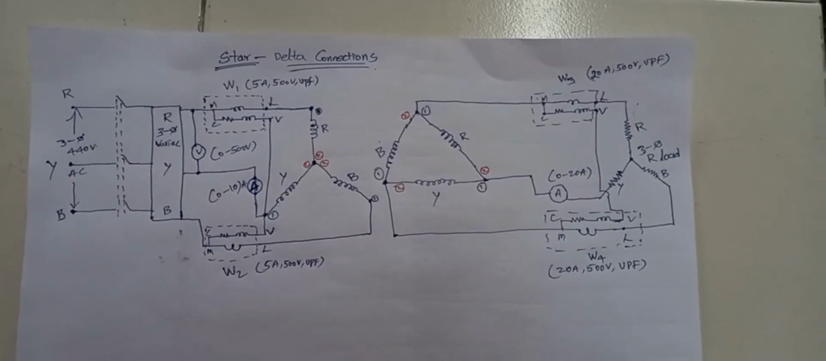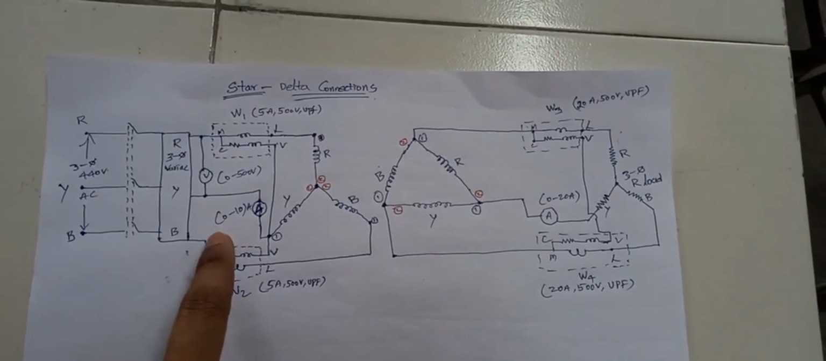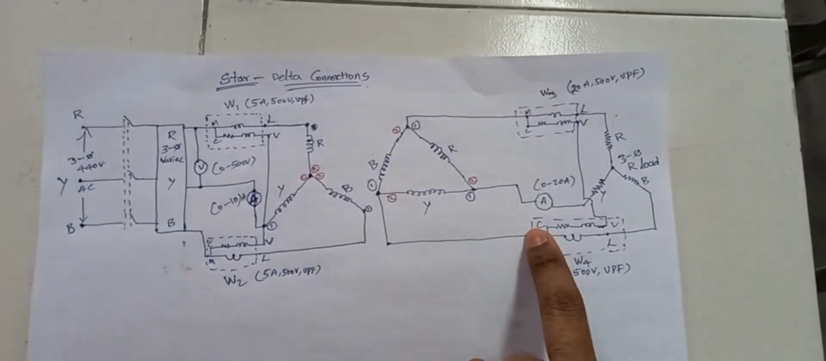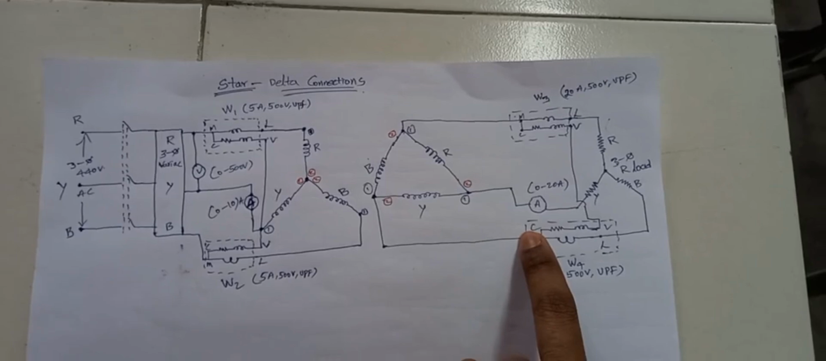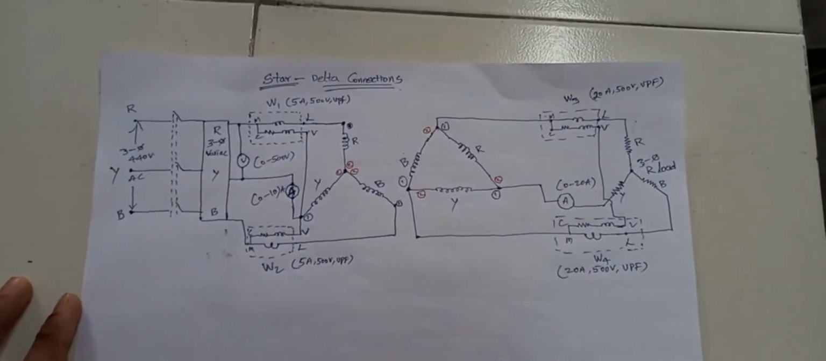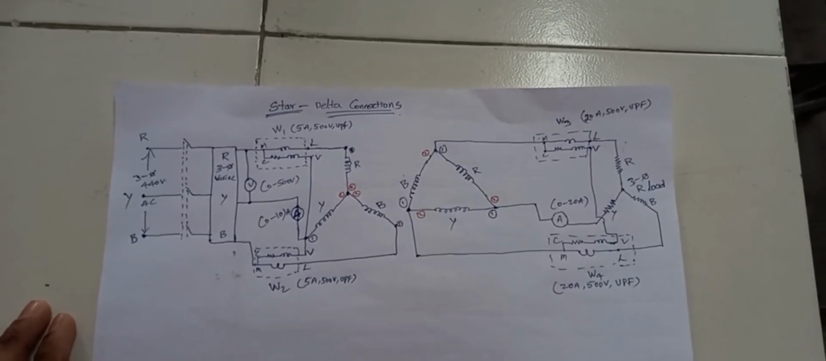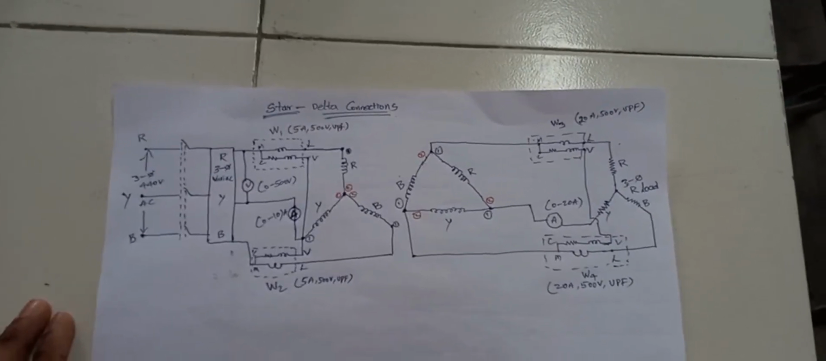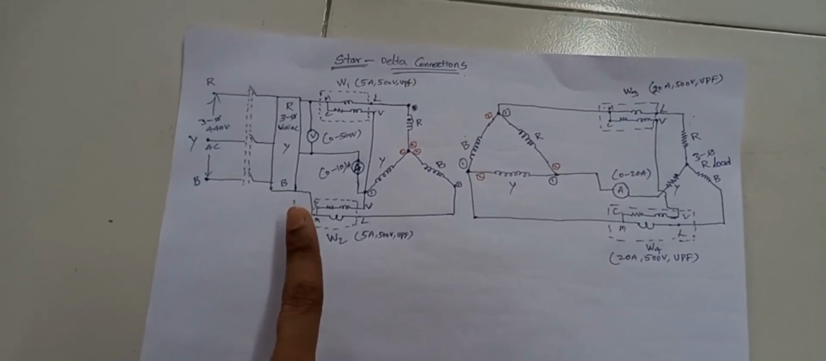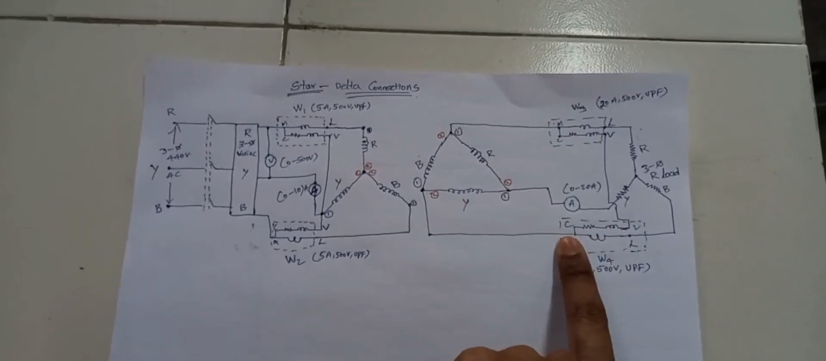This is a star to delta connection. At the source end I have connected a star connection and at the load end I have connected a delta connection. As well as that, we have different types of connections: star to star, delta to delta, star to delta and delta to star. If we need a star to star connection, in the sense that the same star connection on the source side is connected at the load side also.